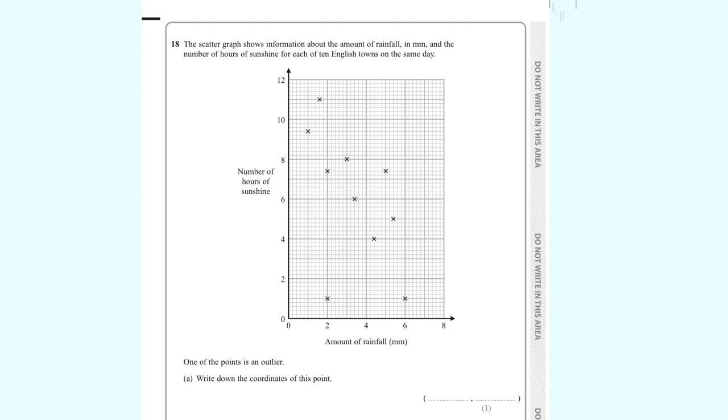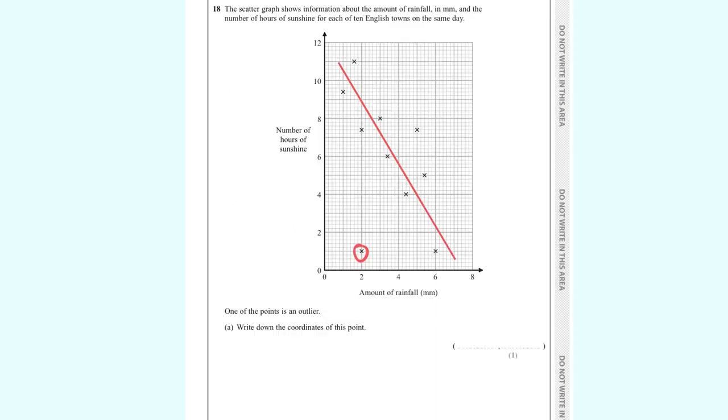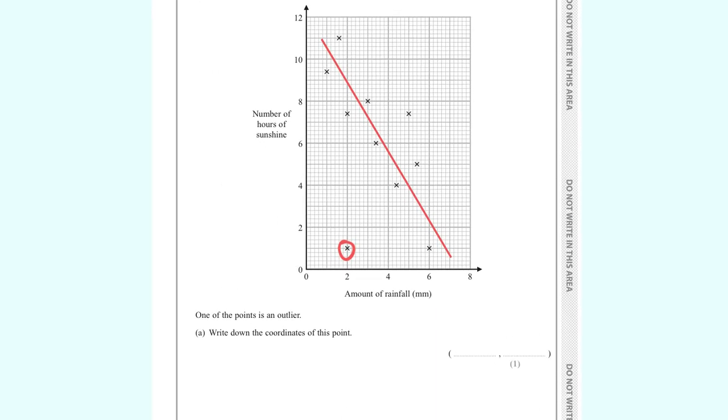And it's saying that something's an outlier. An outlier just means one that doesn't look quite right with the rest of them. If I were to guess a line through this, it looks like it's roughly going like that. One of those numbers doesn't work, and that is this one here. It's so out of place. It's nowhere near the rest of them. So that's my outlier.